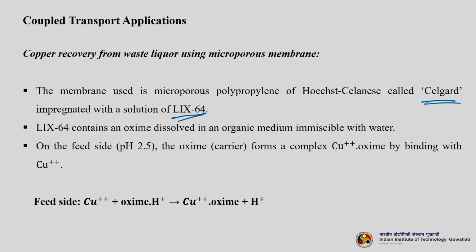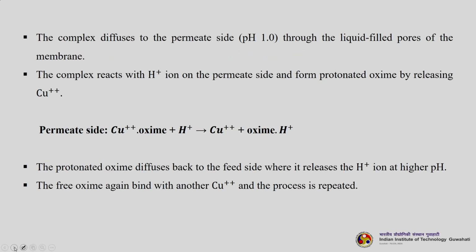In the feed side, where the pH is maintained at 2.5, the enzyme, that is the carrier, forms a copper-enzyme complex by binding with copper. So, copper 2 plus and the enzyme HE give you the copper-enzyme complex plus hydrogen. The complex diffuses to the permeate side, where the pH is maintained at 1, through the liquid filled pores of the membrane.